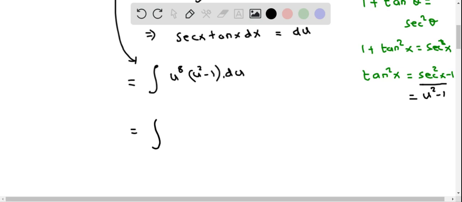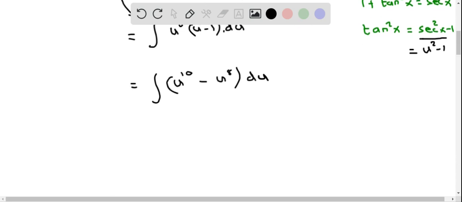And so first let's distribute this u to the power 8 into the terms inside the bracket. So u to the power 8 times u squared will be u to the power 10, minus u to the power 8 times 1 is u to the power 8, and this is du. Now we integrate this using the power rule of integration, that is the integral of x to the power n equals x to the power n plus 1 divided by n plus 1. And also we put the constant of integration, and n should not equal negative 1.